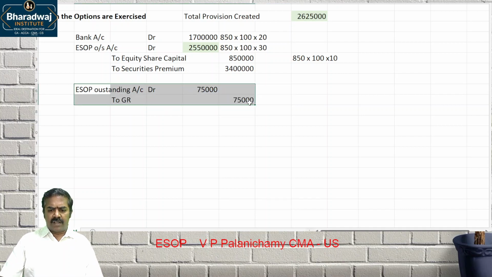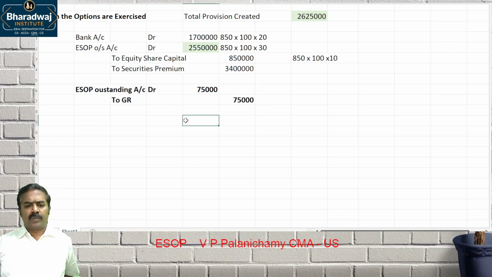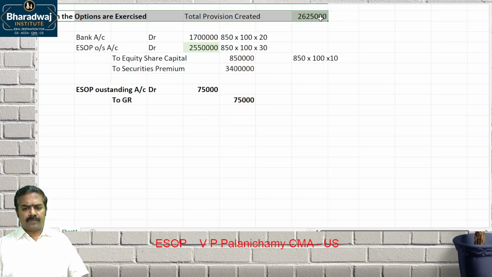So the concept of journal entry is the same, but we account it in a different way. The estimates alone keep changing. What keeps changing? Estimates alone.